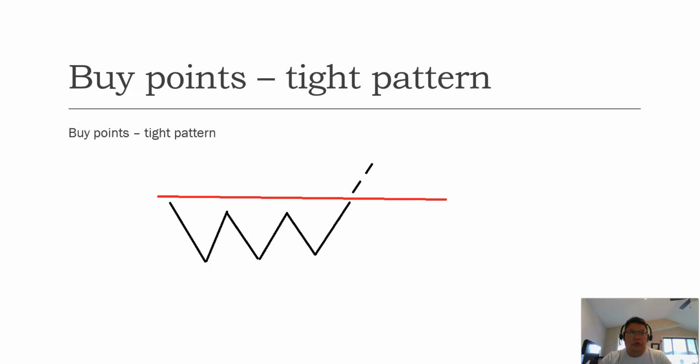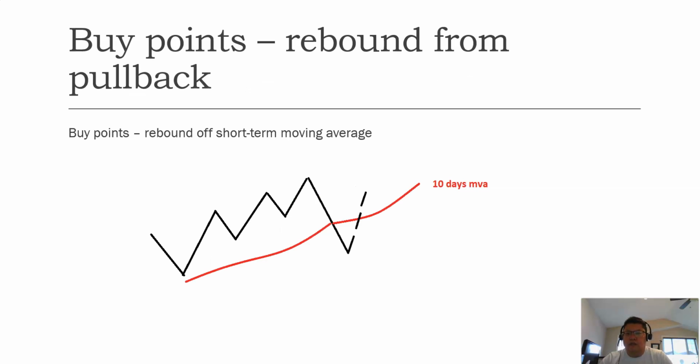Some stocks, when they correct, don't correct much. They could be within a 5 to 15% correction range, which is a really tight pattern. And sometimes it just goes sideways within a tight range. Again, same thing, you would draw a trend line across the highs of this tight pattern, and when it breaks out, that's usually a good sign to buy. Again, there are different types of patterns here.